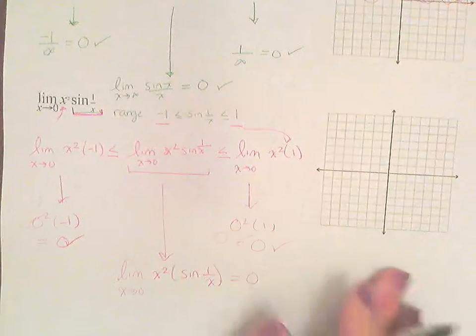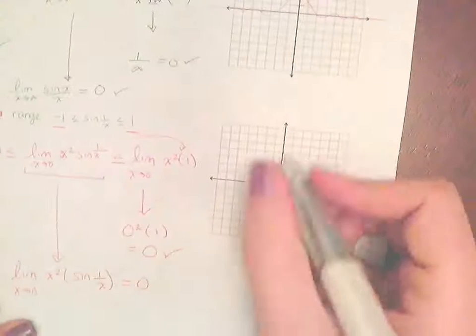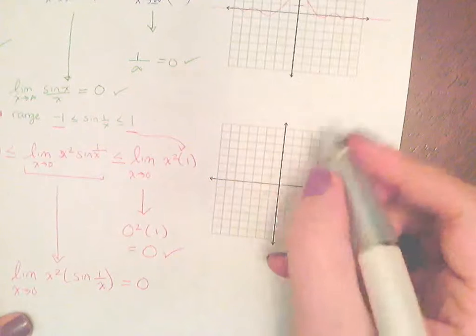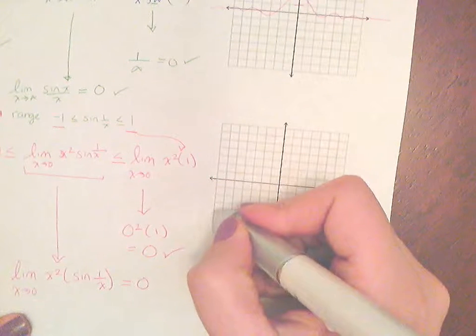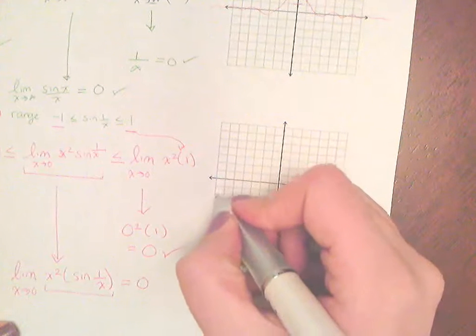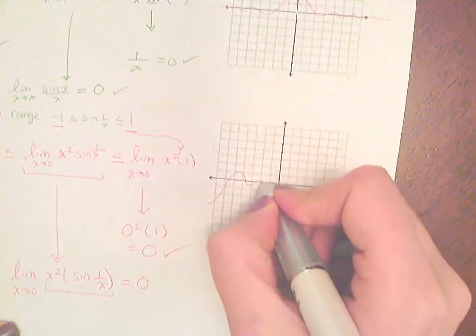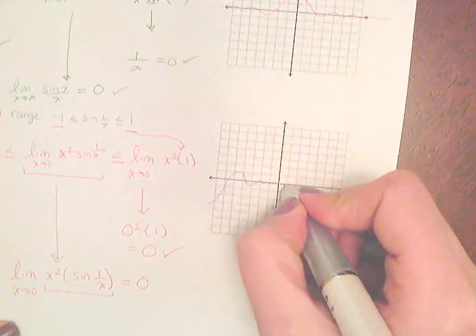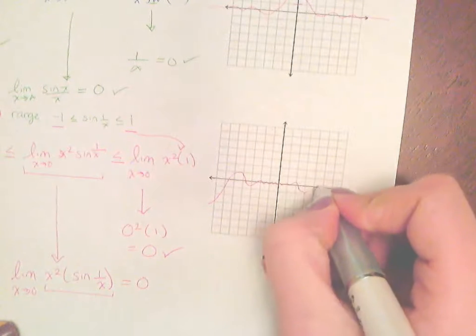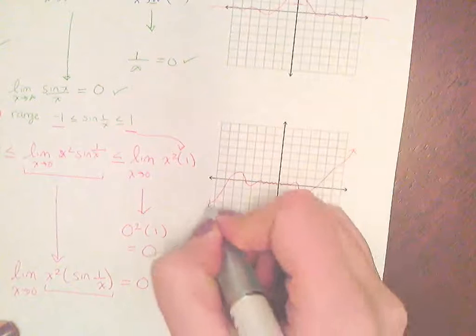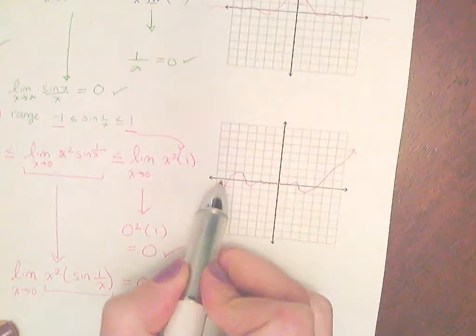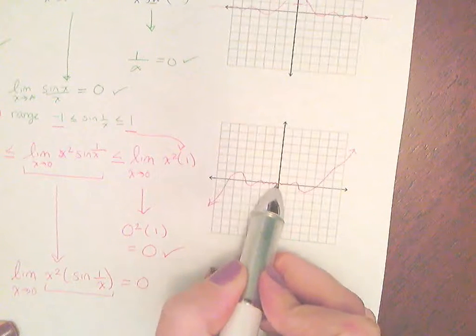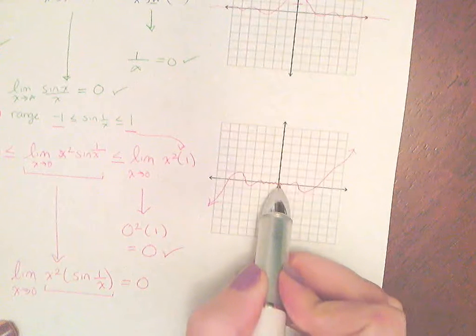And again, when you graph this, and we'll look at it closer tomorrow in Desmos, when you graph this function right here, it looks like this. So you notice that as x is approaching 0 from both sides, where is this function going? It's approaching 0.